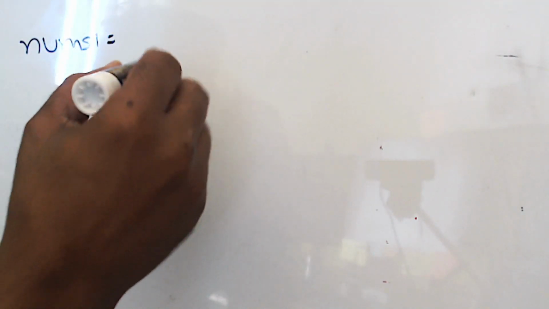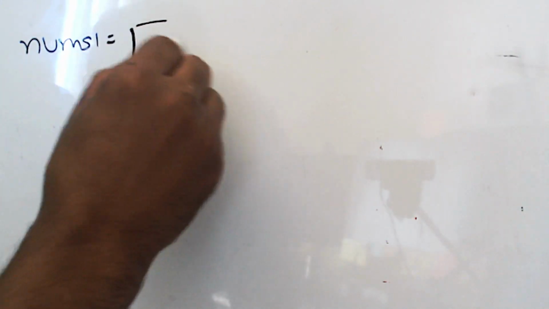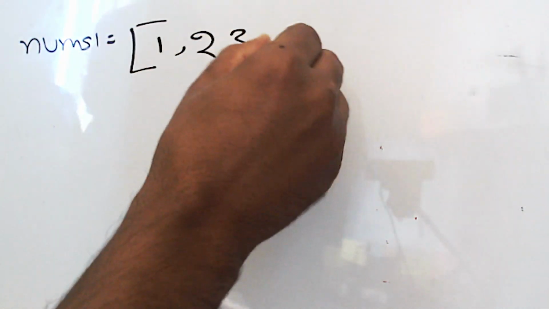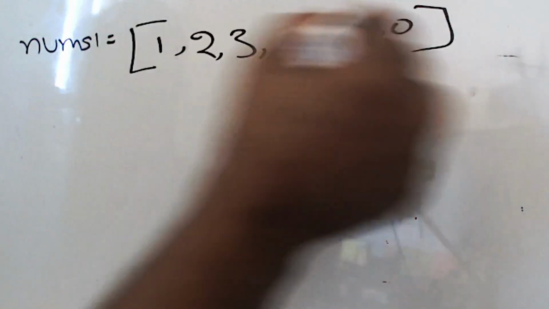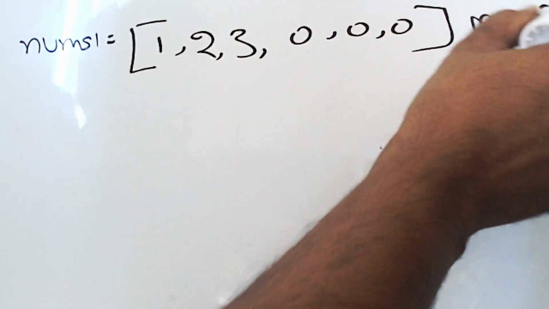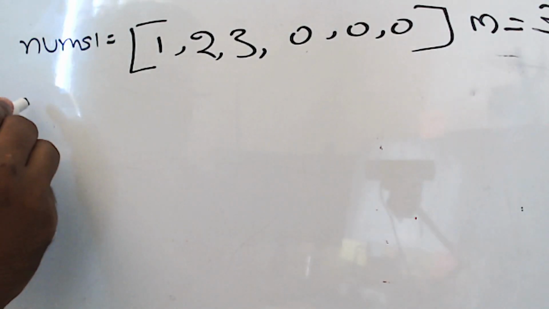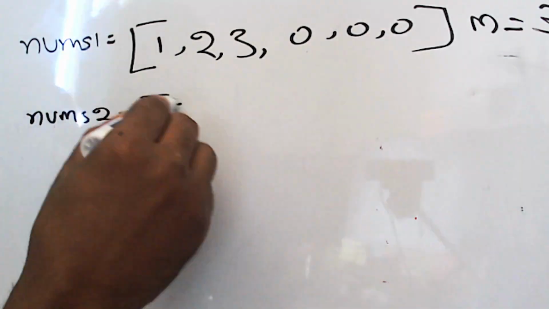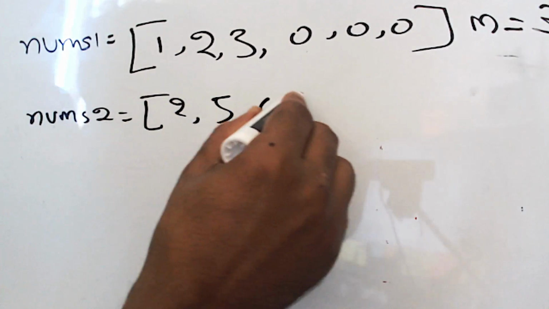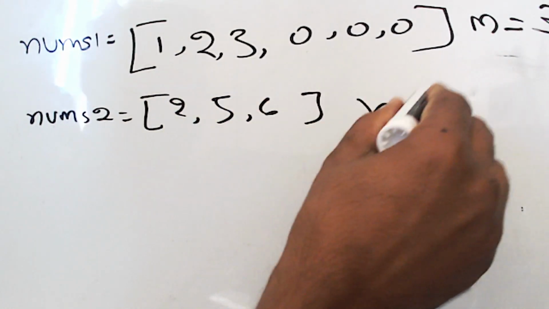So the question is given as, we have nums1 as one sorted array, that is 1 2 3 0 0 0, and then m equals 3, and then another input, nums2, given 2 5 6, n equals 3.